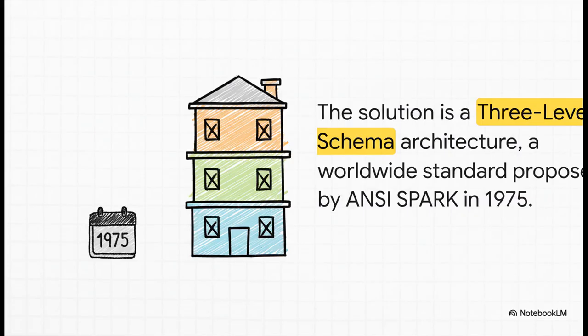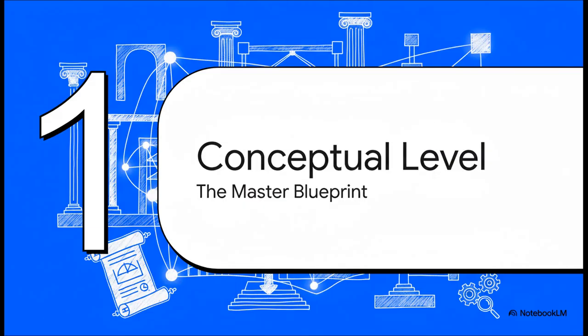The solution, which was first proposed way back in 1975, is to stop thinking about data as just one giant spreadsheet. Instead, this architectural standard pictures it as a 3-story building, where each level serves a very distinct and absolutely crucial purpose. Okay, so let's explore this building.